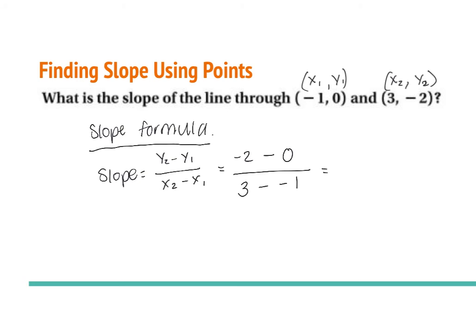In the numerator, I've got negative 2 minus 0. Who's good with the zeros? What does that give me? Negative 2. And then 3 minus negative 1. 4. Remember, when you subtract a negative number, you can just add them. So this would be 3 plus 1 in the denominator. So it's 3 plus 1, which is 4. Can this be simplified? Yes, to what? Negative 1 over 2.